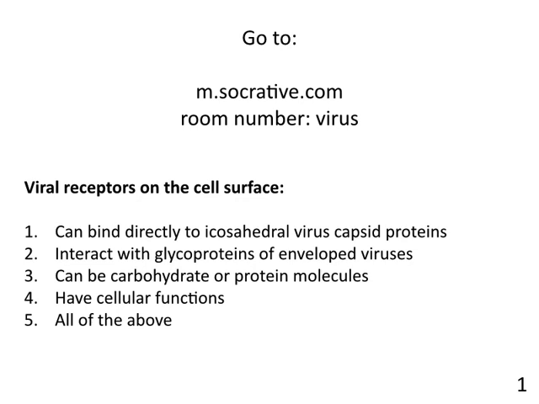Number 1, bind directly to icosahedral virus capsid proteins. That's correct. Remember I showed you how receptors bind to the polio and the rhinovirus capsid directly. Interact with glycoproteins of enveloped viruses. Sure, that's influenza virus and HIV. Can be carbohydrates or proteins, right? So sialic acid is a carbohydrate. It's the flu receptor, and the others I've shown you are proteins. Have cellular functions? Absolutely. So the answer is all of the above.